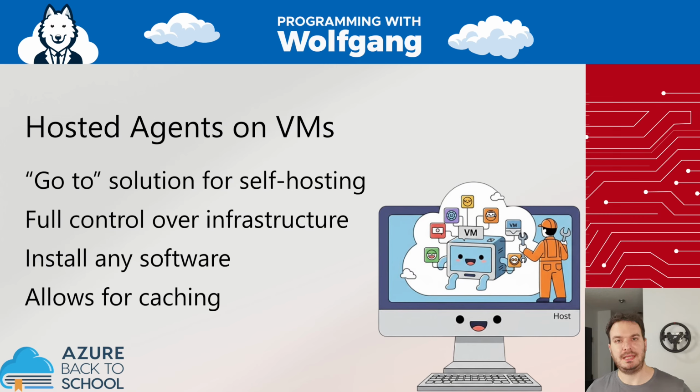Also, since I'm using the same VM all the time, I can do some caching. This means if I build Docker images, I can already download them, reuse them. If I have like images for machine learning, I can already download them and use them from the SSD. And so it might be way faster than using Microsoft hosted agents.